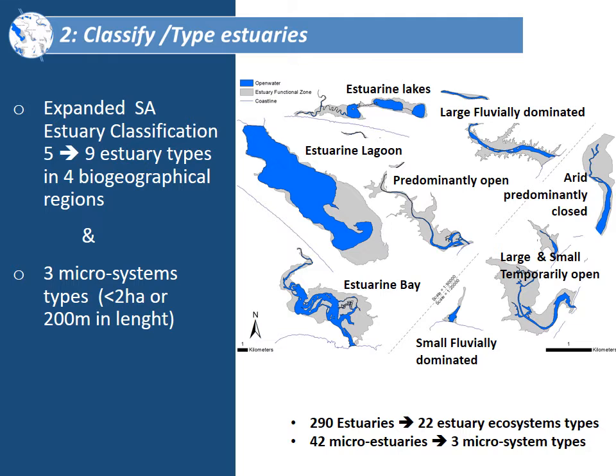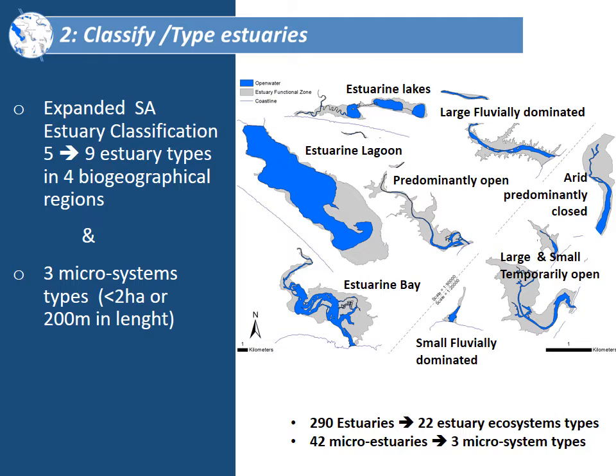So you all know the estuarine lakes, predominantly open, and estuarine bays, but we've added estuarine lagoons. We've also added arid predominantly closed systems, about 6 systems around the west coast. We've split river mouths into 2, large fluvially dominated and small fluvially dominated, and the very large temporary open and closed type was split into large and small temporary open and closed.